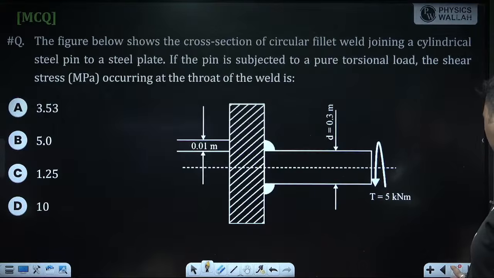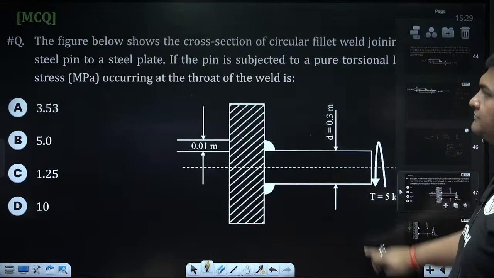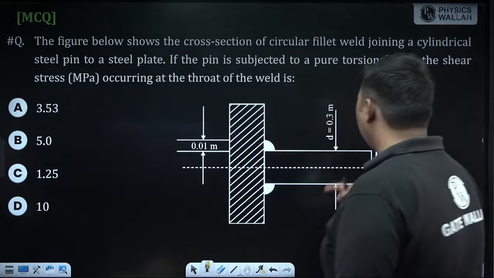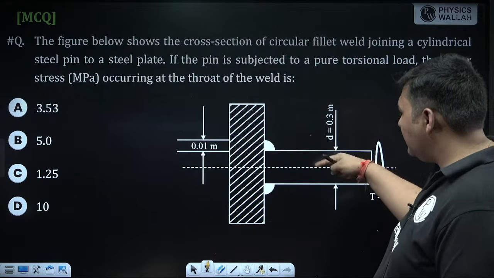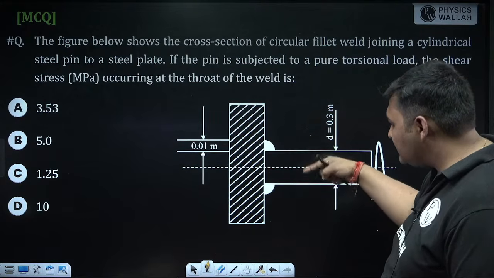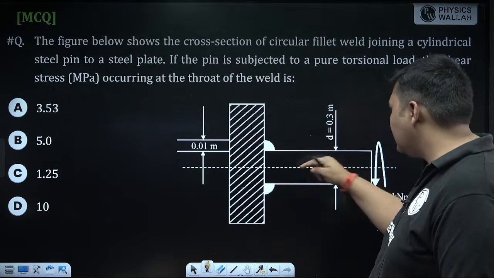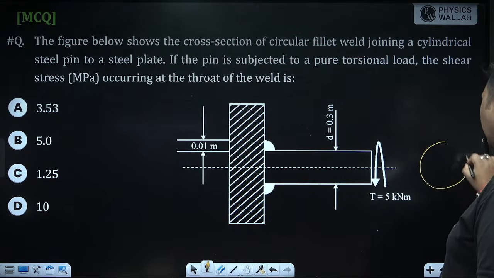Now going to the next question, solve this question. This is a circumferential weld. Whenever diameter is given, it is a circular section. In a circular section, only circumferential weld is possible. So this weld is like this. If you draw the side view of the weld, it will be like this.